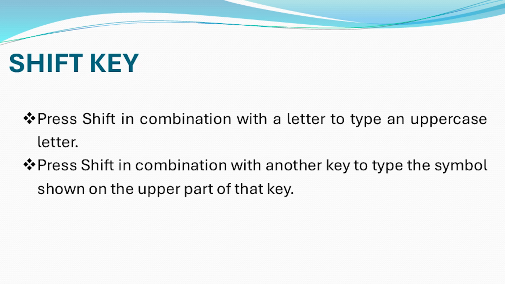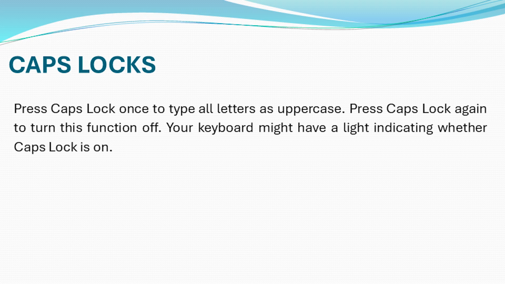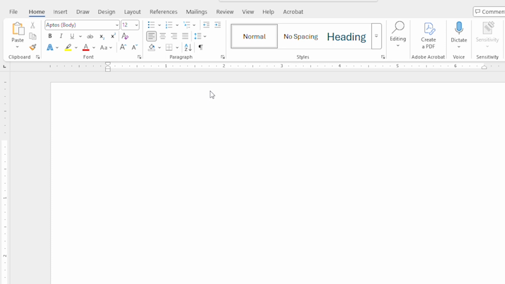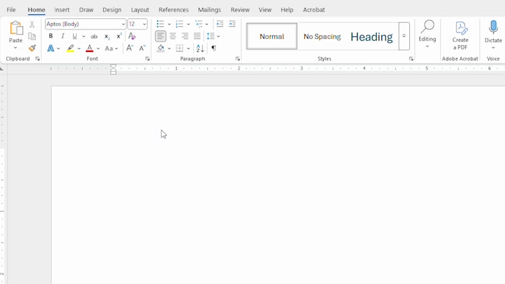Shift. Press Shift in combination with a letter to type an uppercase letter. Press Shift in combination with another key to type the symbol shown on the upper part of that key. Caps Lock. Press Caps Lock once to type all letters as uppercase. Tab. Press Tab to move the cursor several spaces forward. You can also press Tab to move to the next text box on a form.